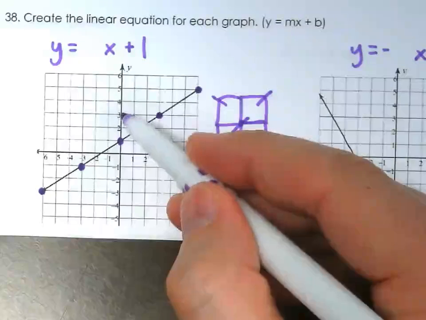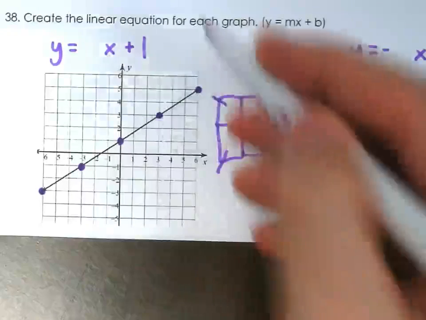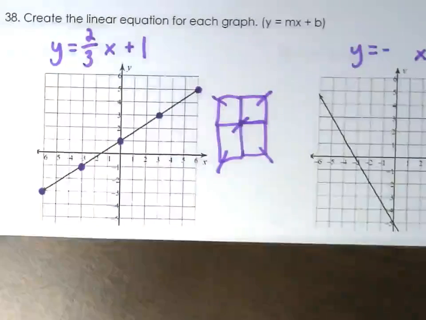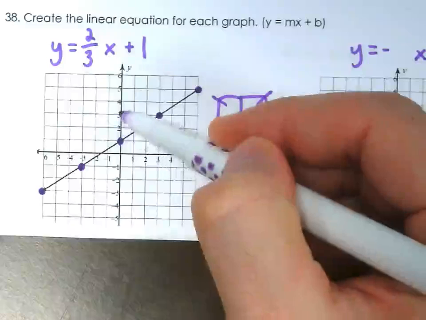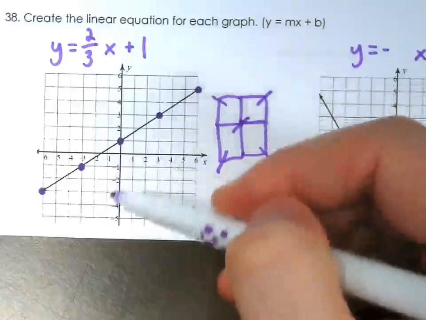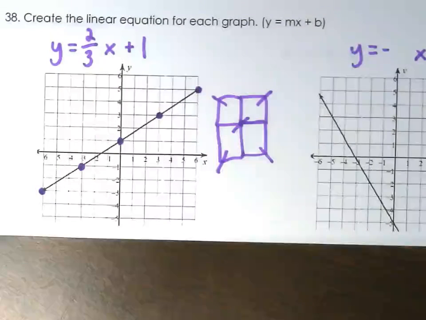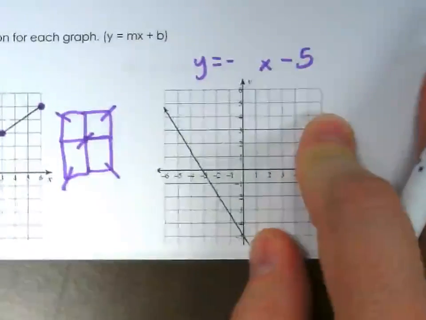So I went up 2, right 3. And how do we show that? Well, we put it as a fraction, 2 over 3. That is our fraction because we started at 1 and we went up 2, right 3. And also we went down 2, left 3. So that's how we solved that line. That's how we came up with a linear equation for that line. Let's take a look at the next one.